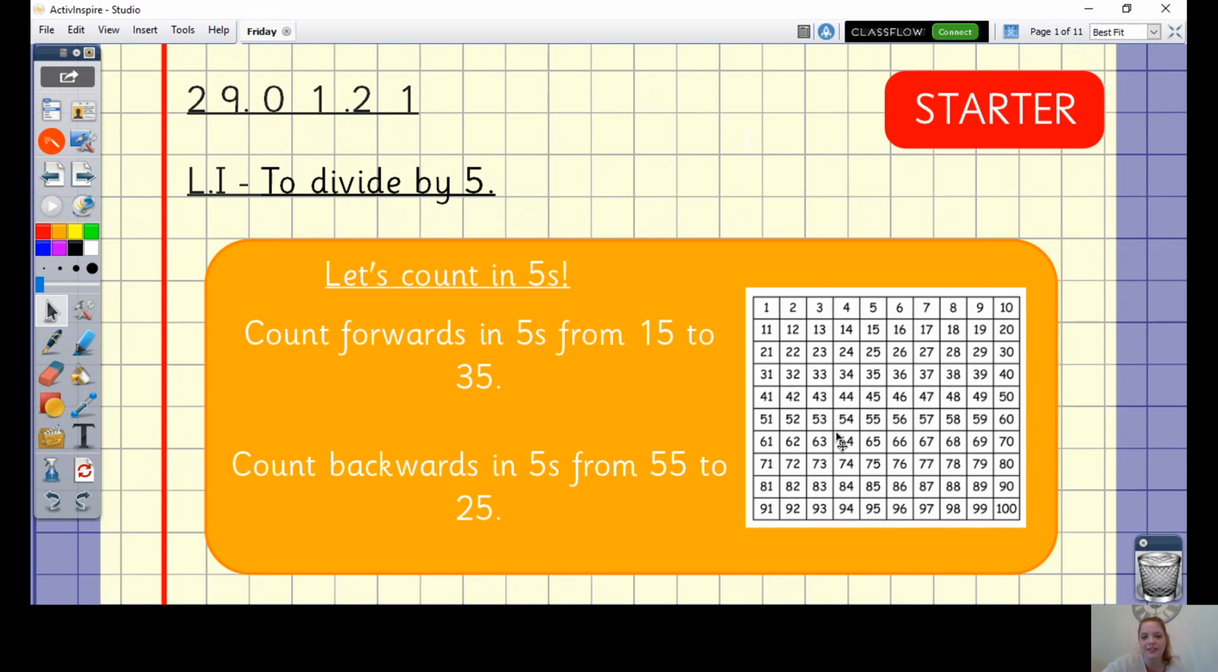I'd like you to count forwards in fives from 15 to 35, and then count backwards in fives from 55 to 25. So pause the screen here, have a little go at counting first, and then we'll do it together in a moment. Okay, let's have a go at counting together then. So let's count forwards first of all.